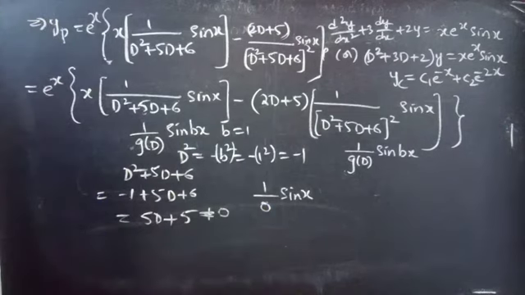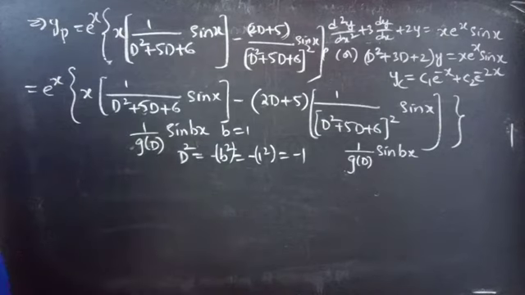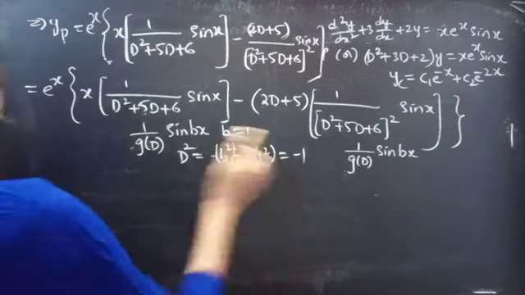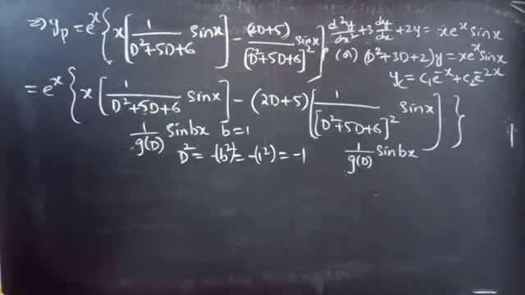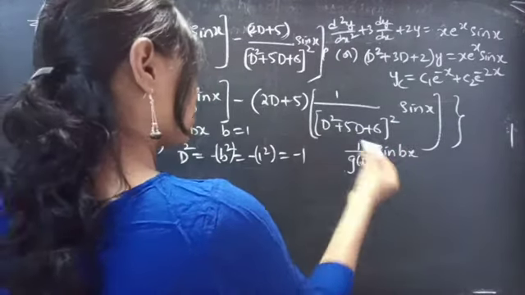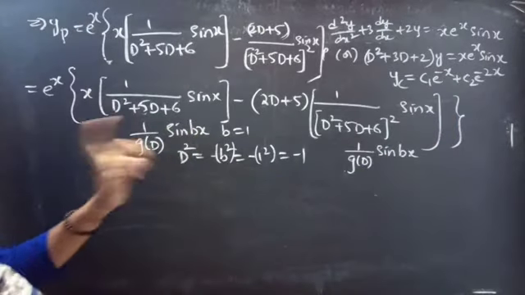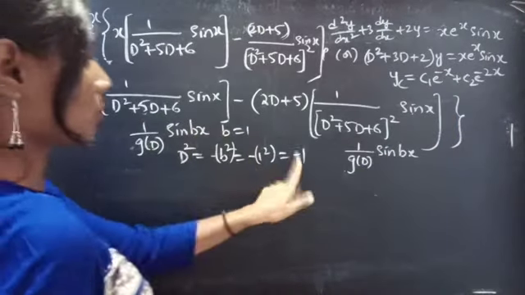So always remember that the denominator must be non-zero. Since we got the denominator non-zero by replacing d square with minus 1, let's replace d square by minus 1 here. And coming to this one, here also we compare sin x with sin bx, and for b equals 1 we'll get d square equals minus 1.